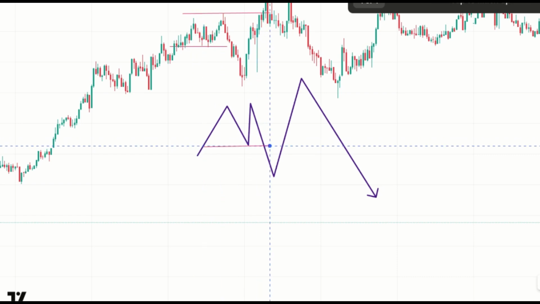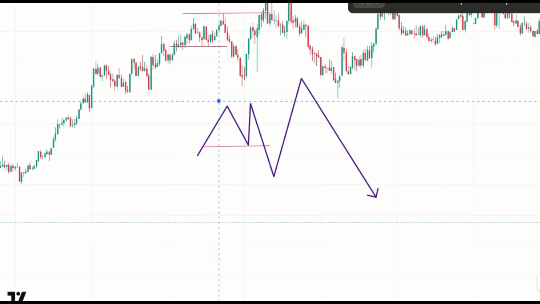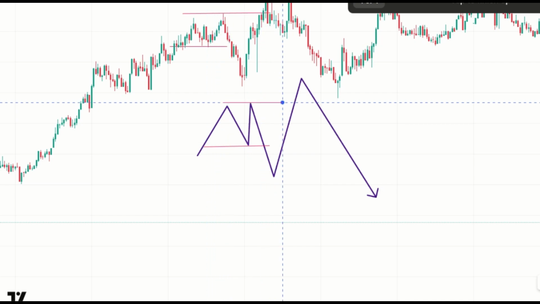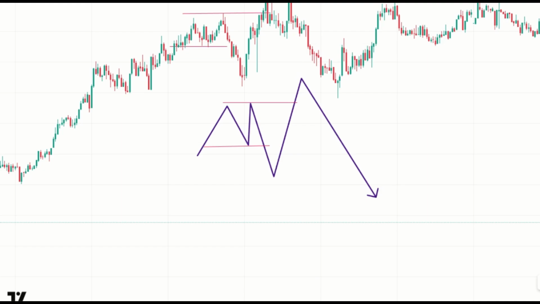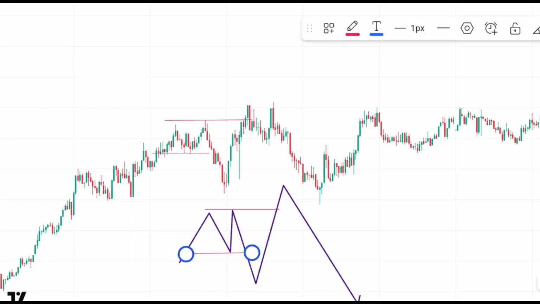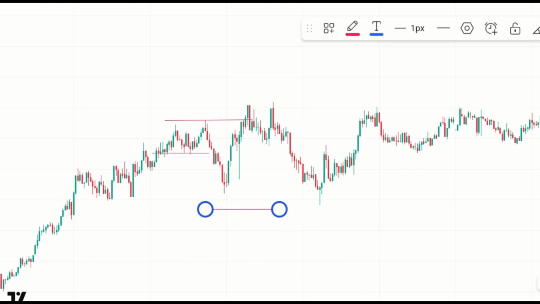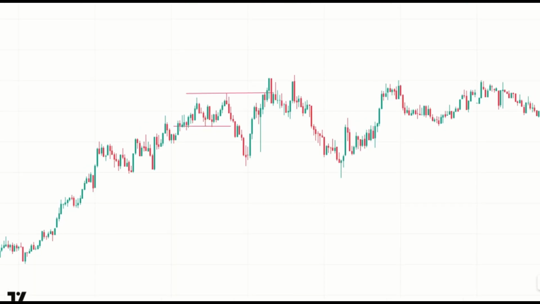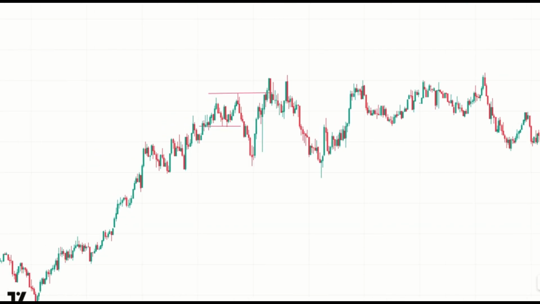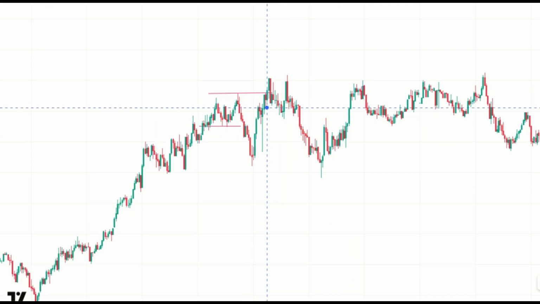And most of the times it might not even take out this high. Okay, it can turn from either a fair value gap or an order block somewhere. It can turn from there, but most of the times it will take out that liquidity. Okay, then after taking out that liquidity, we just enter immediately. We just enter a trade immediately after taking out that liquidity.